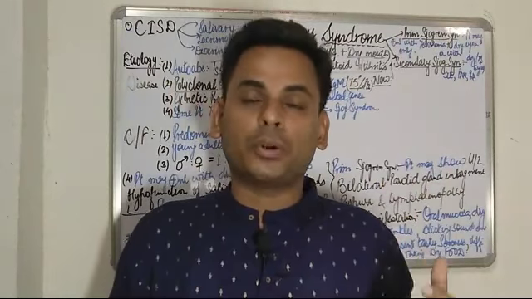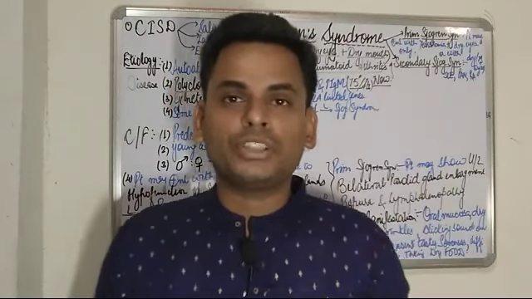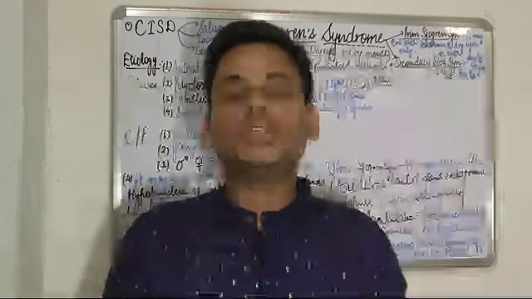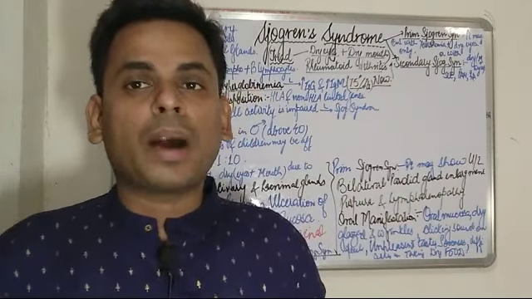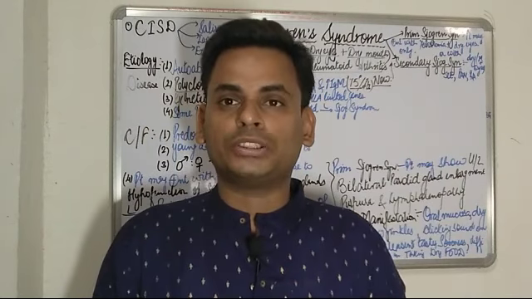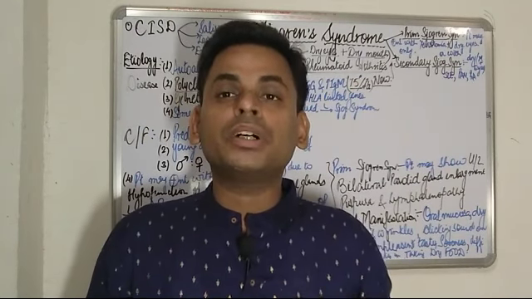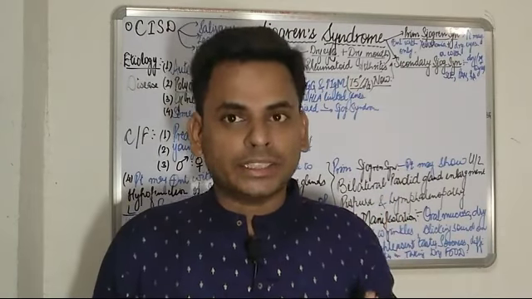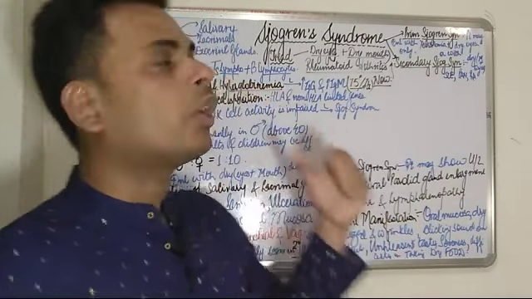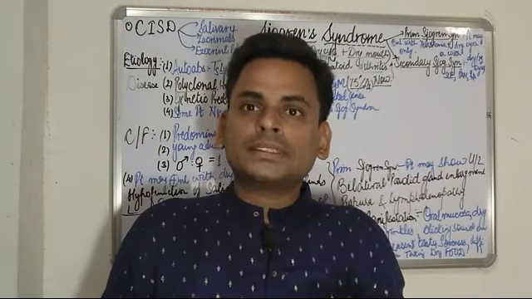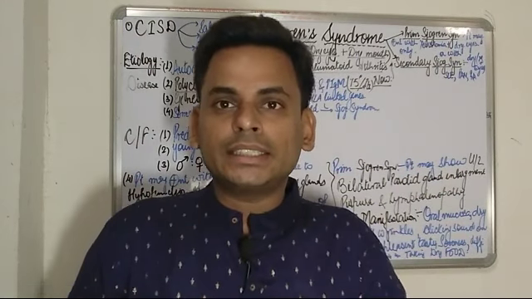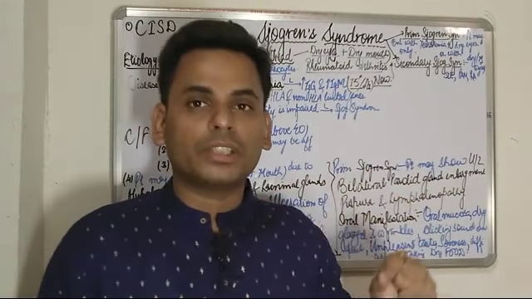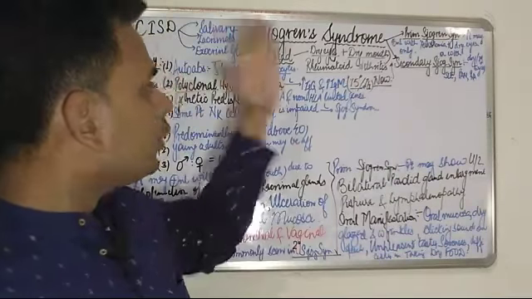So students, beginning with Sjogren syndrome, just a brief history. Sjogren syndrome was first described by a Swedish ophthalmologist. His name was Samuel Conrad. In the year 1933, he described Sjogren syndrome for the first time.